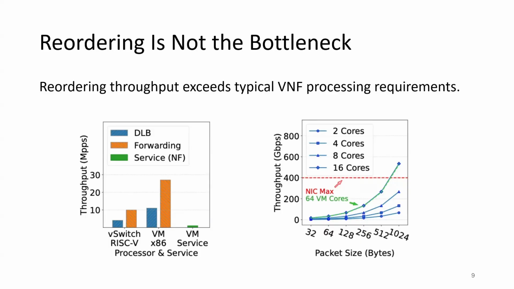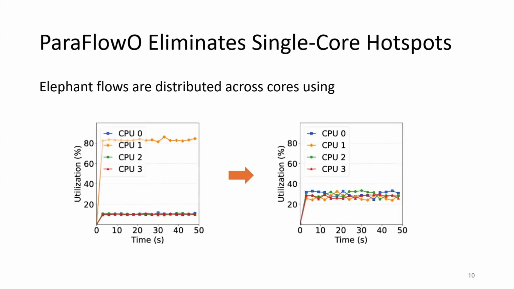With multiple RISC-V cores, the aggregate throughput can exceed 400 gigabits per second for large packets. These results indicate that SmartNIC-based reordering is unlikely to become the system bottleneck.